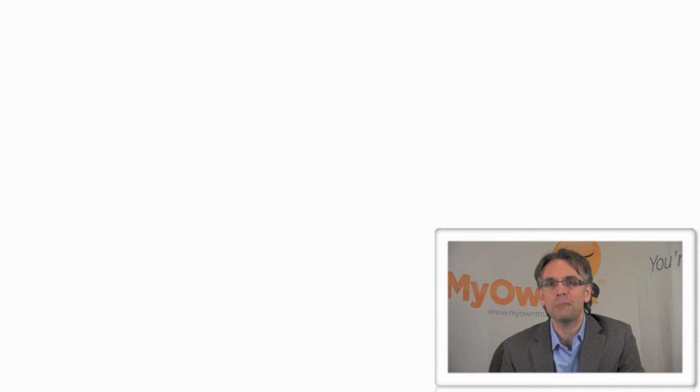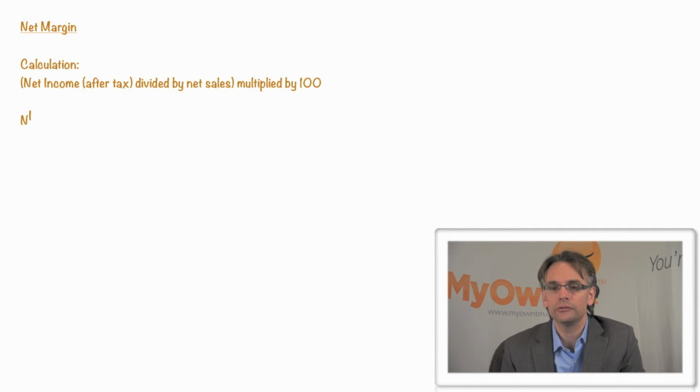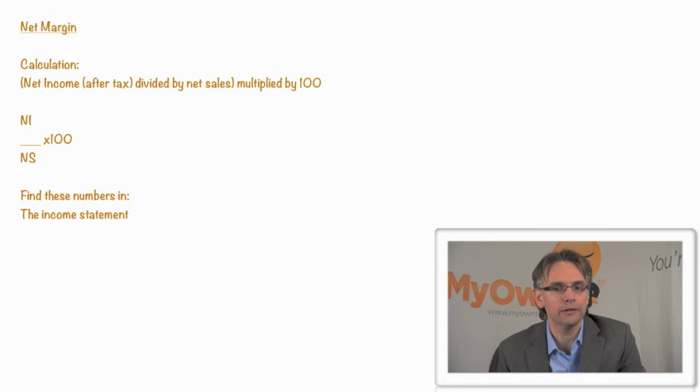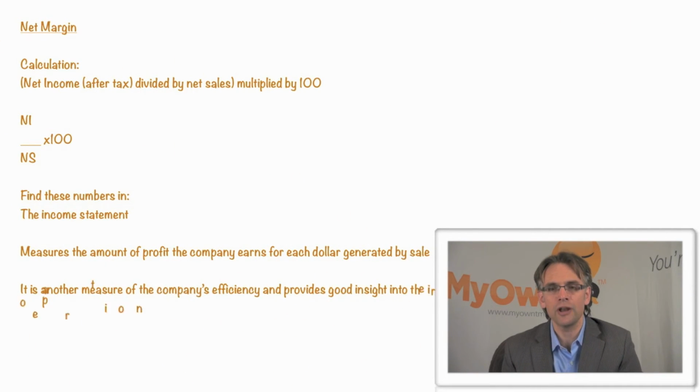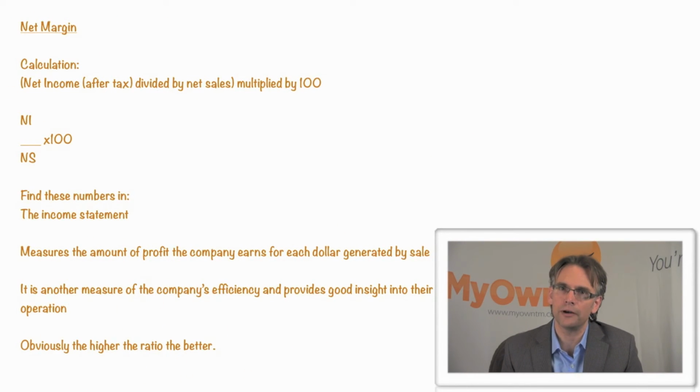Next up, we have net margin. Net margin is calculated by taking net income after tax, divided by net sales, and then multiplied by 100. You find these numbers in the income statement. Now, net margin measures the amount of profit the company earns for each dollar generated by a sale. It's another measure of the company's efficiency and provides some great insight into their operation. Obviously, the higher the ratio, the better.